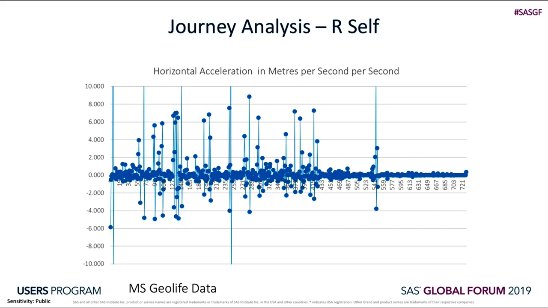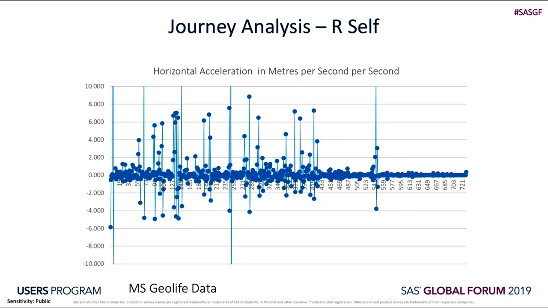But you can see huge numbers of quite interesting excursions, and on a 5 second interval, it's somewhat unlikely that we're going to change velocity by 20 meters per second in five seconds, 4 meters per second squared. This is not normal vehicle behavior. What gets more interesting is when you see some of these very big excursions.